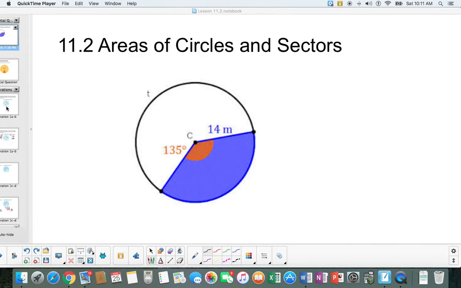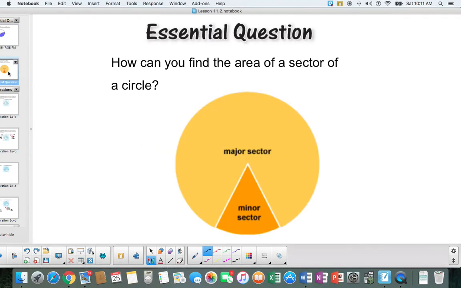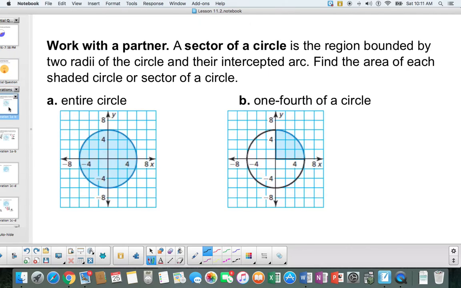11.2 Areas of circles and sectors. Essential question: How can you find the area of a sector of a circle? Let's take a look at finding the area of a circle.